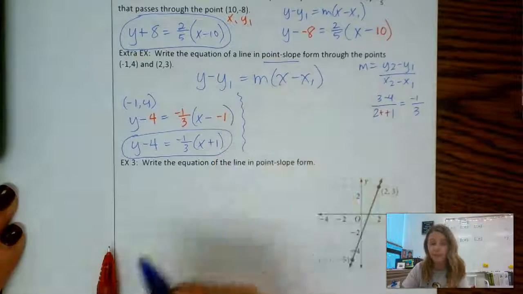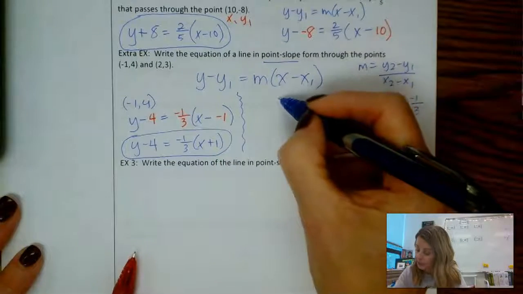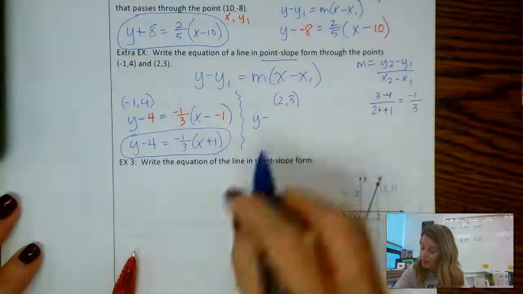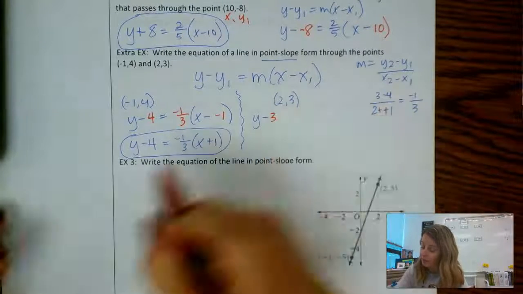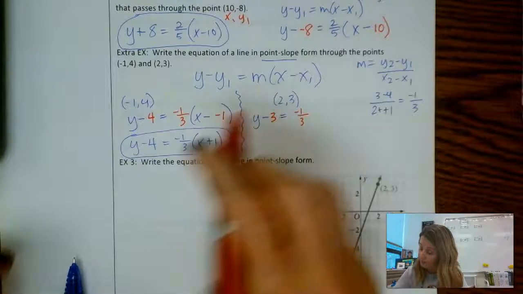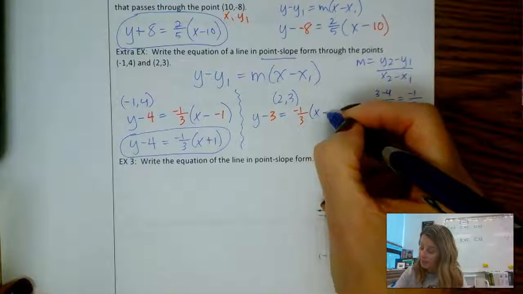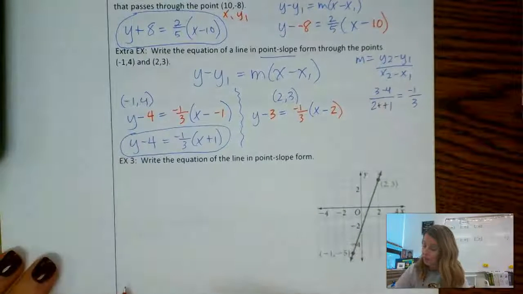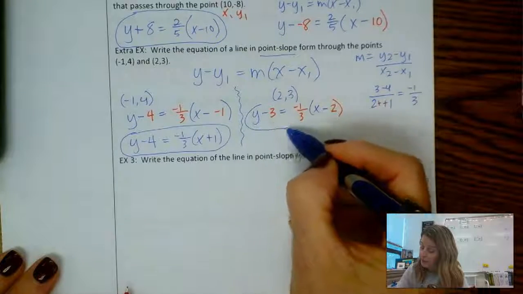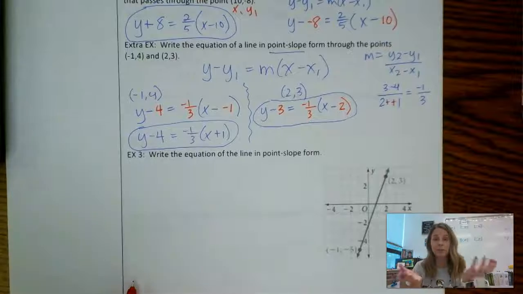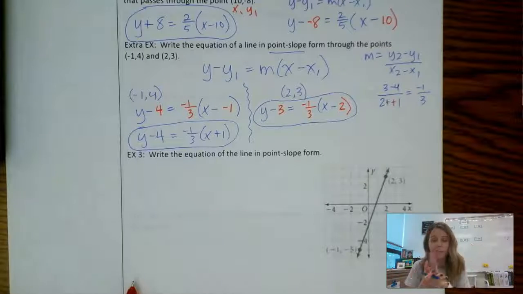But I could have a different answer and it would still be the same line. Let's say you pick (2, 3). I would have y minus y1, which is now the 3, equals your m, which is still negative 1/3, times x minus your x1, which is 2. There are no double negatives, so I can circle that and I'm done. Sometimes you will have two different answers, which is fine. Either one would be acceptable.